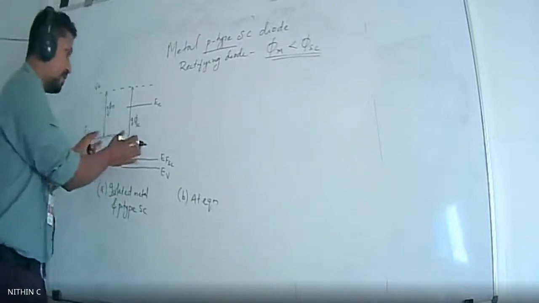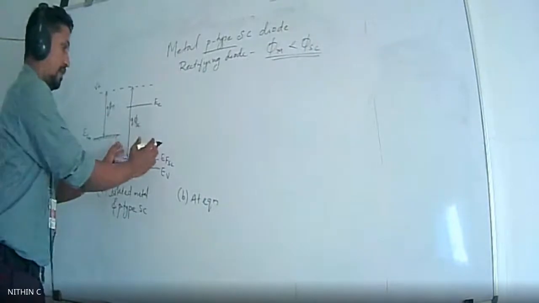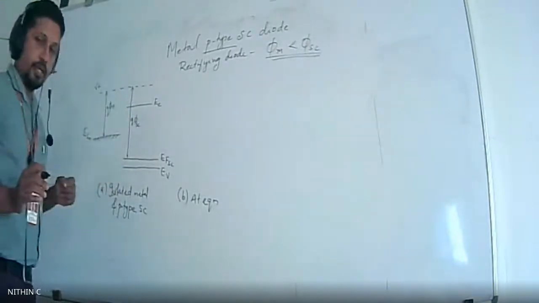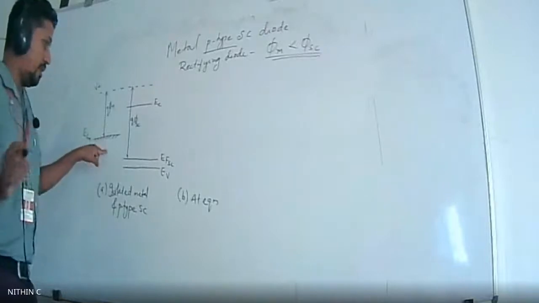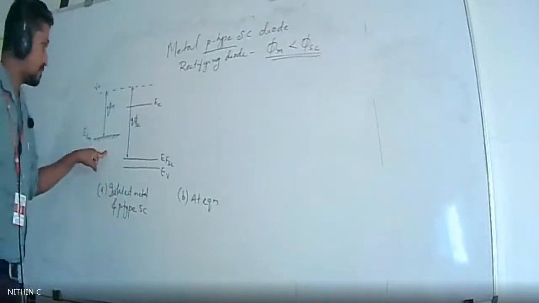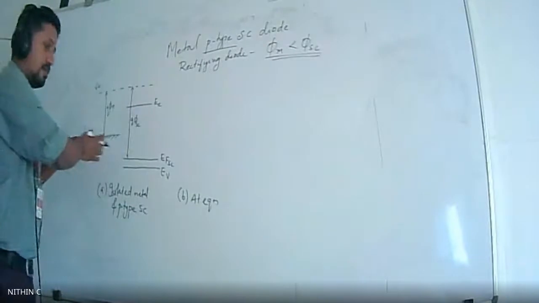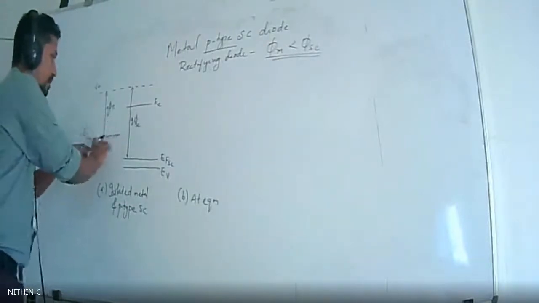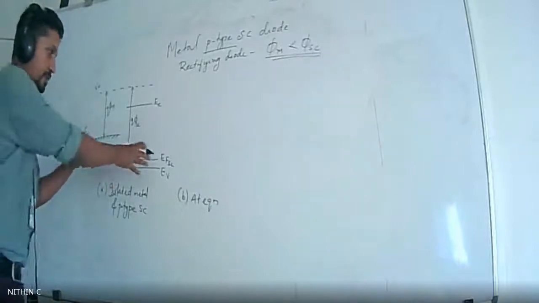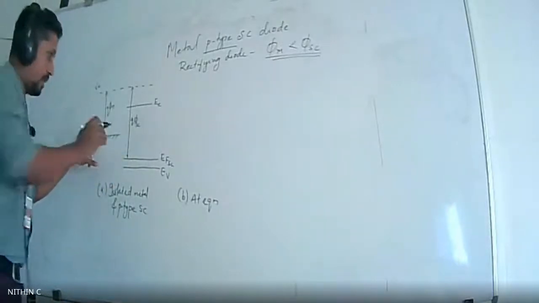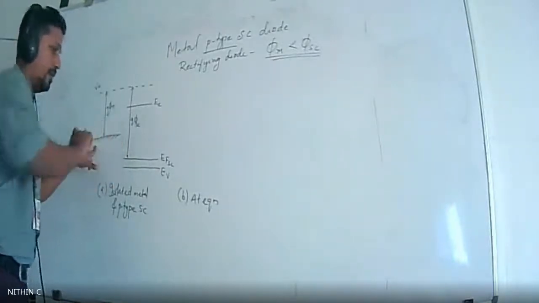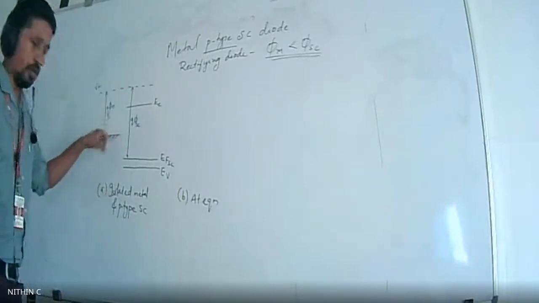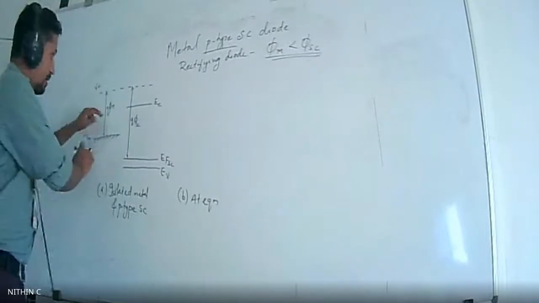The metal part and the p-type semiconductor, which are standing isolated, we need to join them. So what happens at that time? If you closely look at this figure, metal has plenty of electrons, right? So the electrons over here have energy greater than that of the semiconductor. So electrons can easily flow to the semiconductor side, right? They are at a higher energy level.